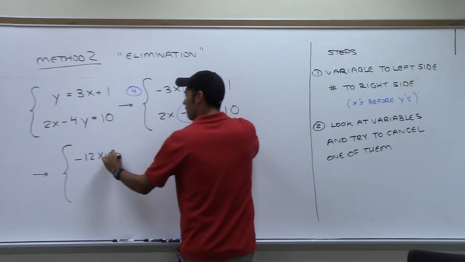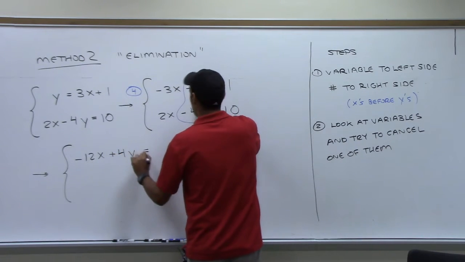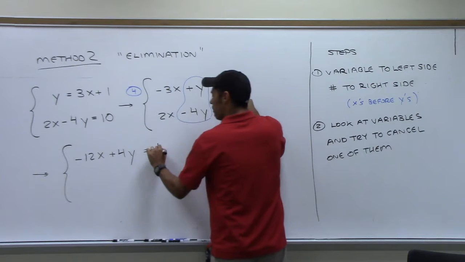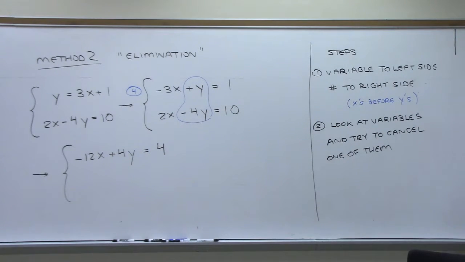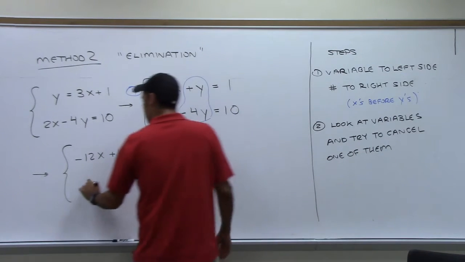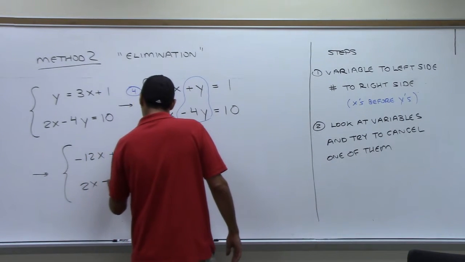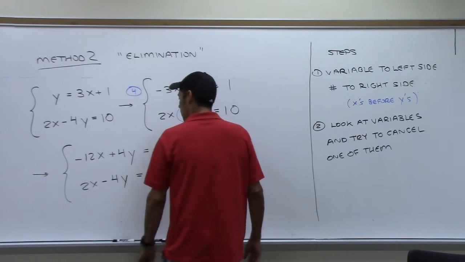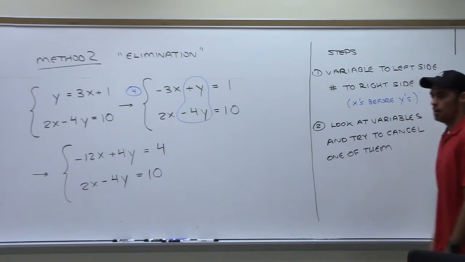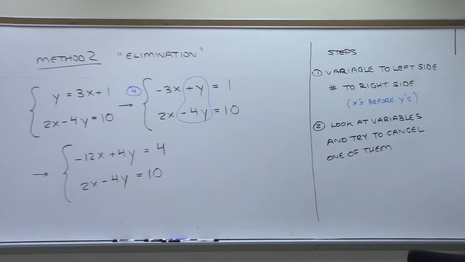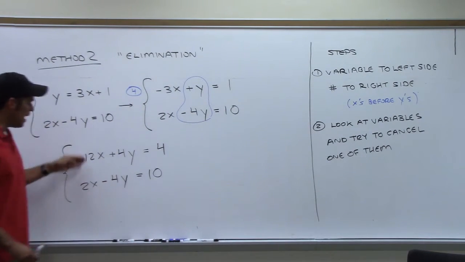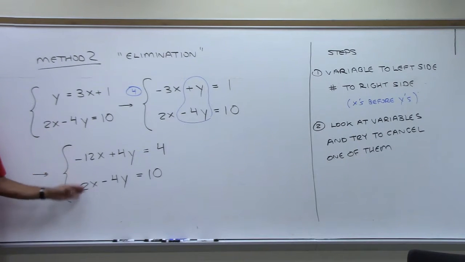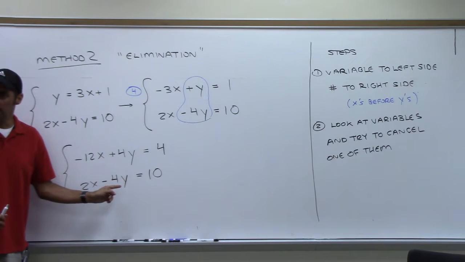Then you've got your 4y, and then equals 1 times 4, 4. Got it? That's the same equation, we've just tweaked it. And then the second equation, we didn't do anything to it. Now when you look at this, you can see, hopefully, it's obvious to you, that if I add straight down, the x's are not going to go away, right? That's okay. I just need one of the variables to go away. The y's will go away.